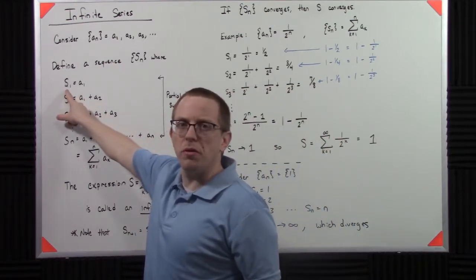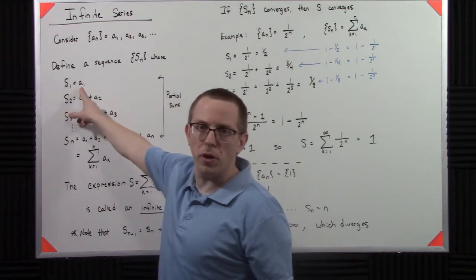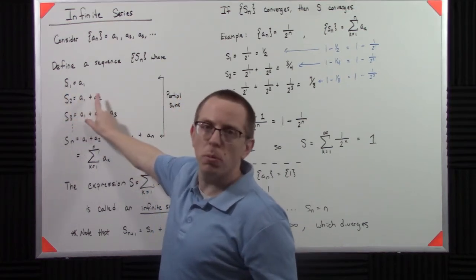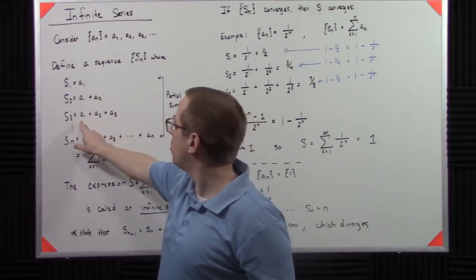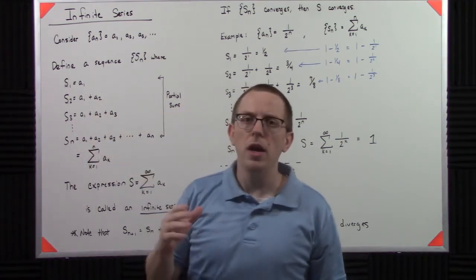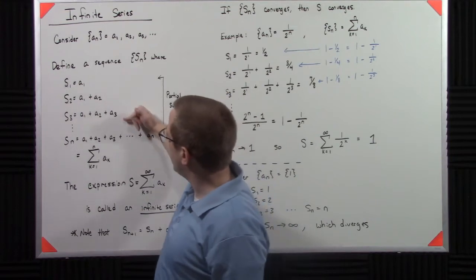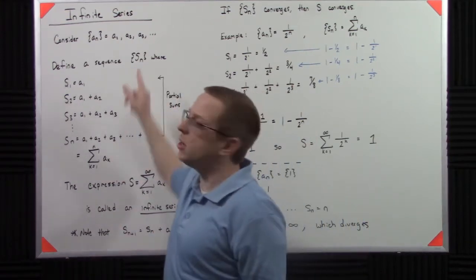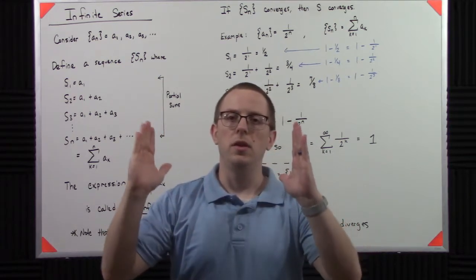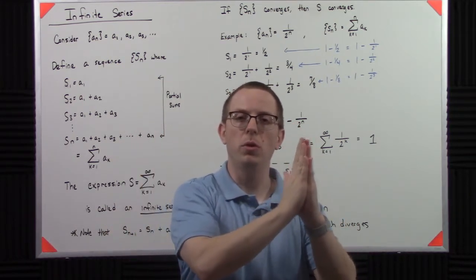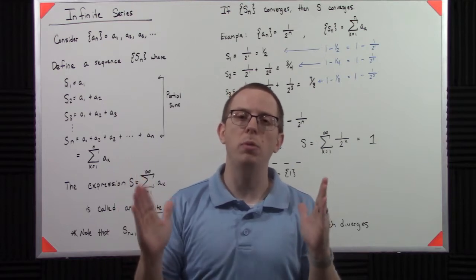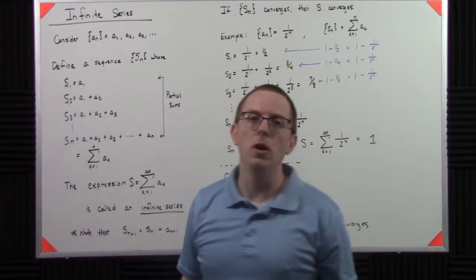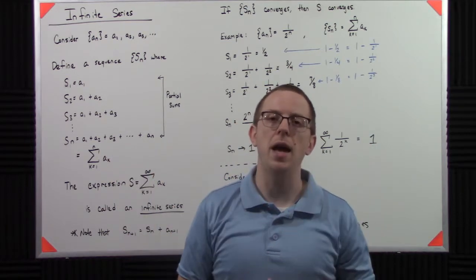The first term of this sequence is just the first term of the original one, but the second term of this sequence is the first term plus the second one. The third term is the first plus the second plus the third. And hopefully you can see that if we go down to some arbitrary term, this sequence is the sum of the number of terms. So it's keeping track of how many terms you're summing up. For instance, the 10th term here is the first 10 terms added together.